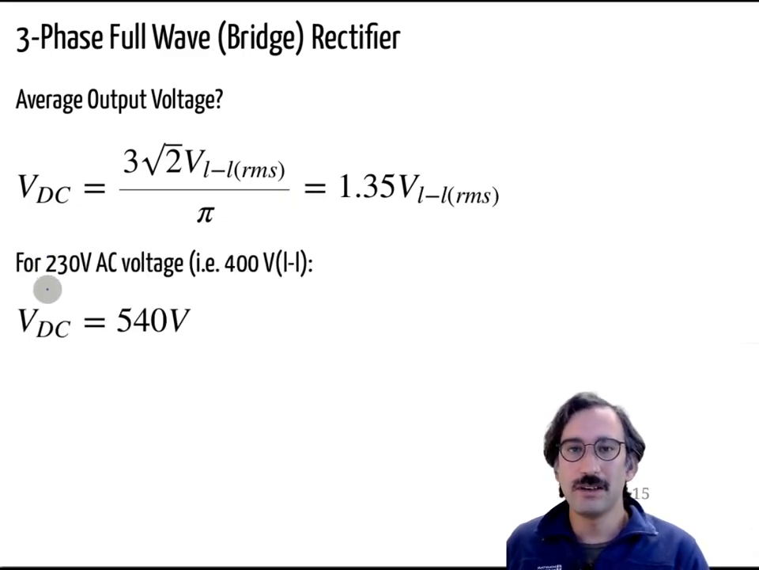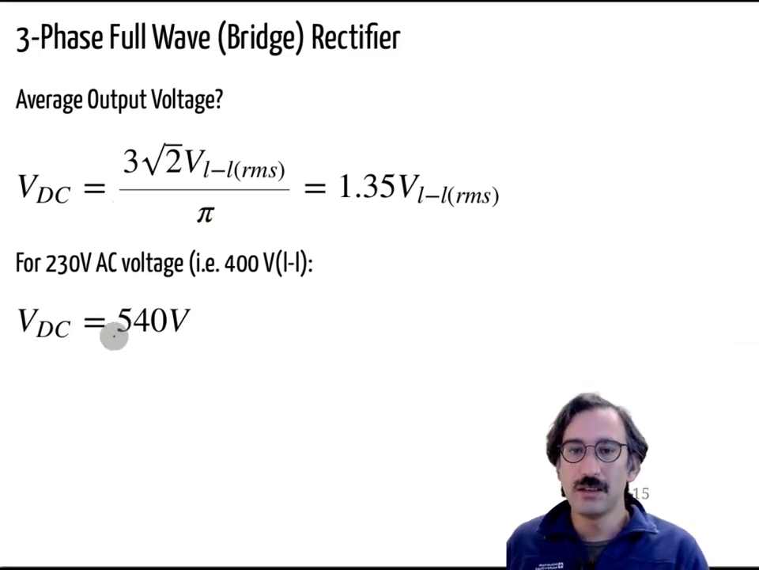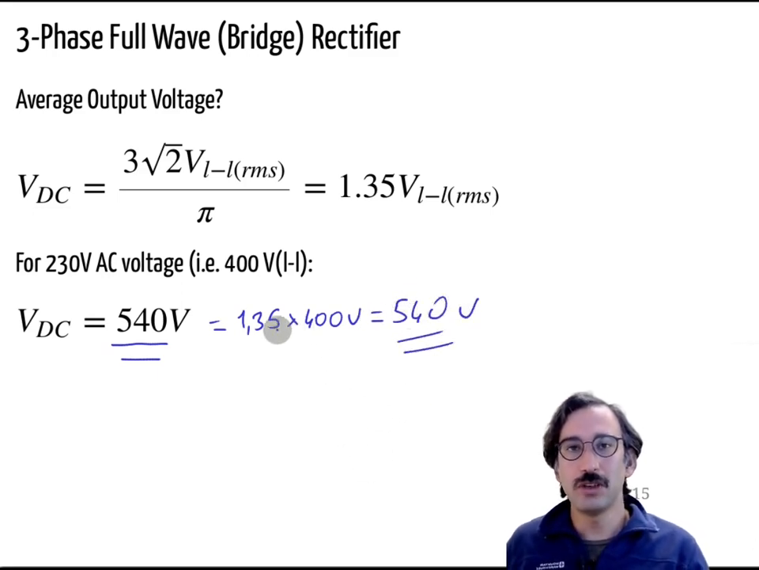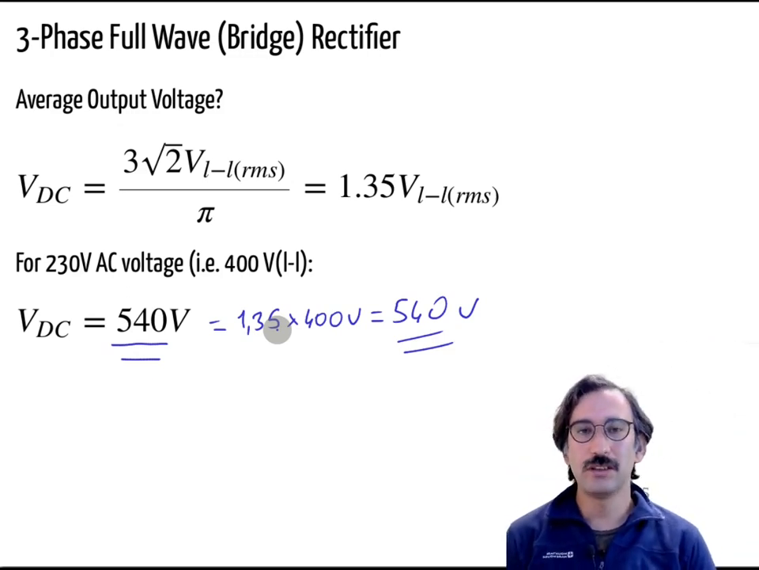If you have a normal grid, 230 volts AC, the line to line voltage will be 400 volts RMS. So if you have a normal grid voltage and you connect a 3-phase diode rectifier to it, what you will get is 1.35 times 400 volts. This is 540 volts DC. For example, that's a common voltage level.